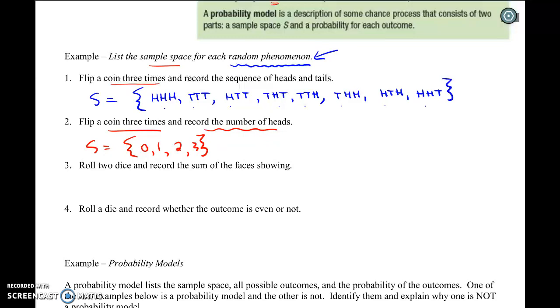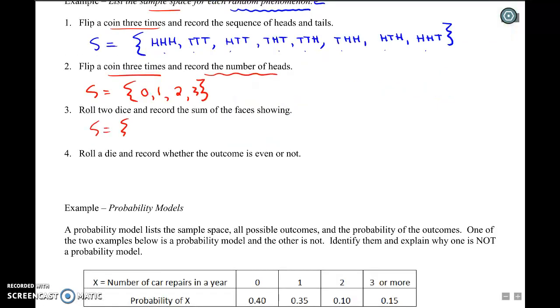Okay? Roll 2 dice and record the sum of the faces showing. So I'm recording the sum of 2 faces. The smallest sum would be 2, like a 1 and a 1. Now, if I was recording the faces of the dice, I'd record little ordered pairs, but I'm not. I'm recording the sums. So 2, 3, 4, 5, 6, 7, 8, 9, 10. And then the biggest sum I could get would be 2 sixes, right? So we're going to go up to 12. That would be the sample space.